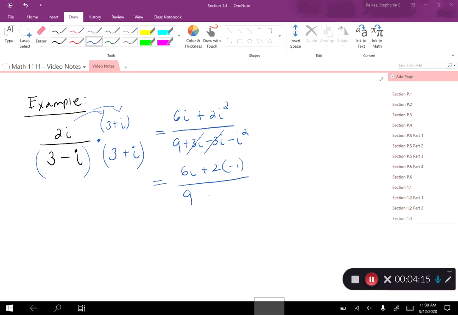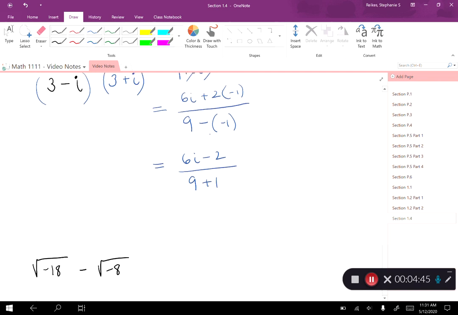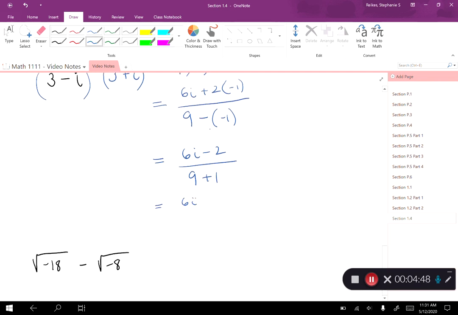Then I have minus i squared, and so i squared, replace it with -1. So I like to write out all my steps so I don't mess up any signs right here. So please be careful of that. Use some parentheses. Alright, and so what does this simplify to? I have 6i minus 2 all over 9 minus -1, so negative becomes positive there. And so that equals 6i minus 2 all over 10.